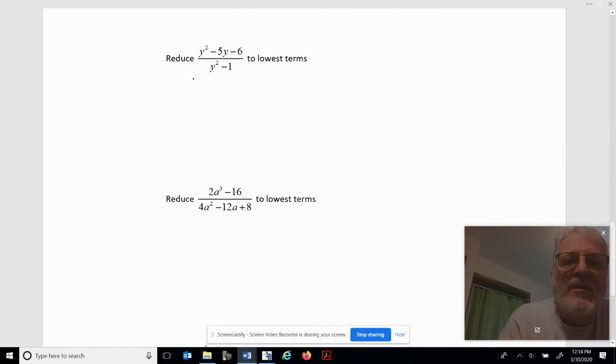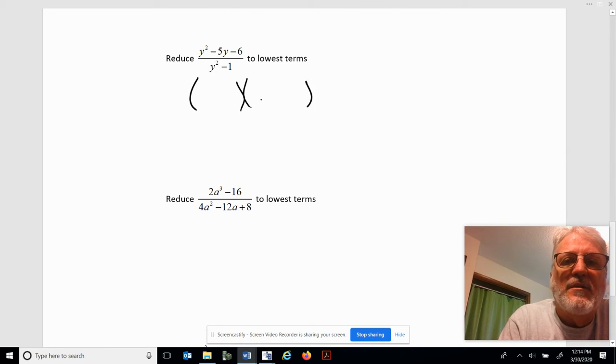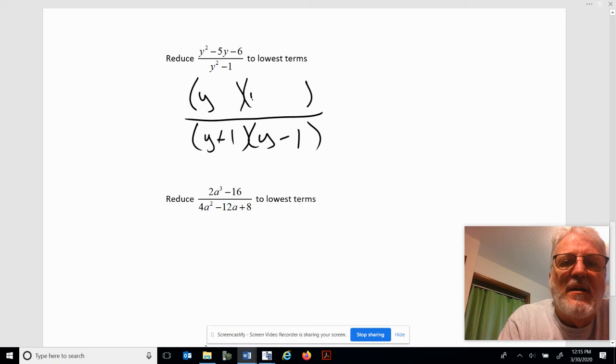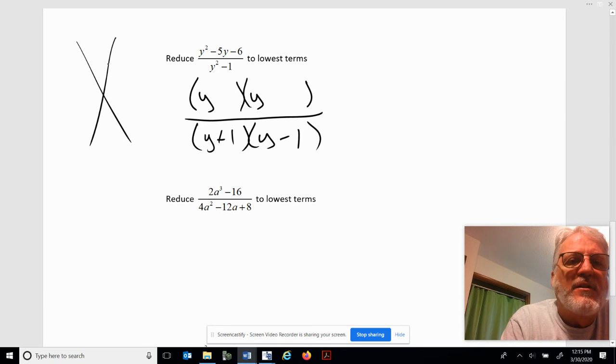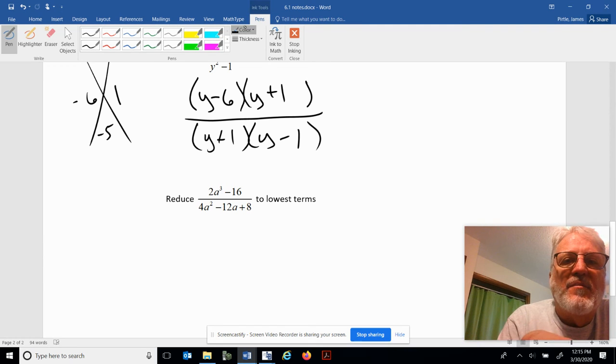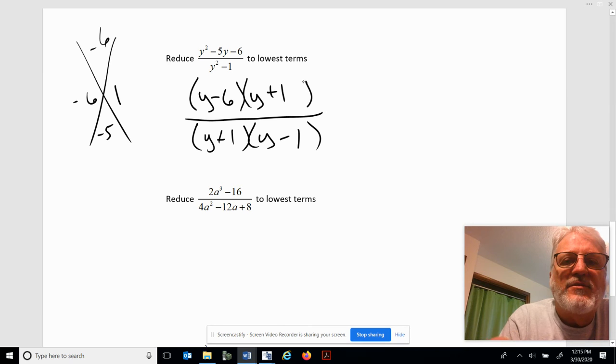Okay, so here I'm going to factor the top. I'm going to factor the bottom. The bottom's easy. That's a difference of perfect squares. So that's y plus 1, y minus 1. This one is going to be y and y, and I need factors of negative 6 that add up to be negative 5. That's going to be negative 6 and positive 1. So minus 6 plus 1. So my factors that cancel are the y plus 1s.